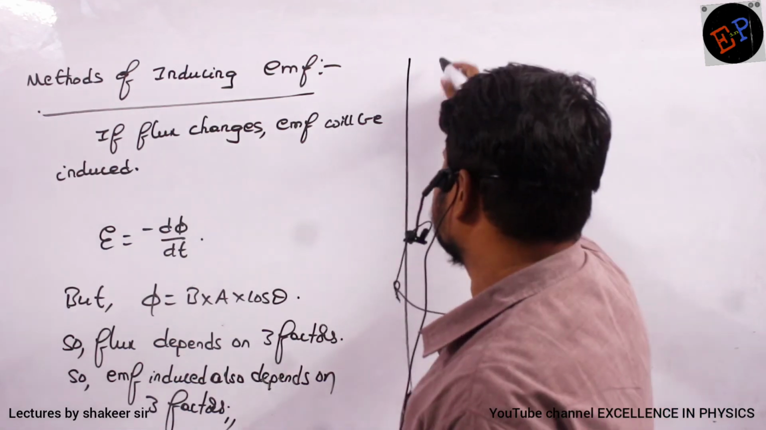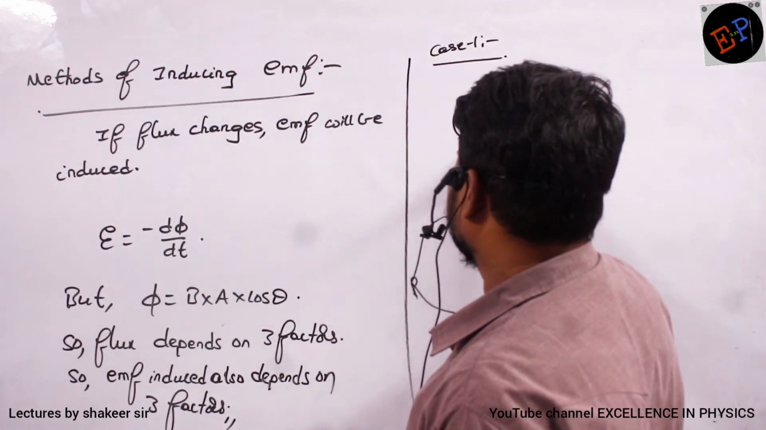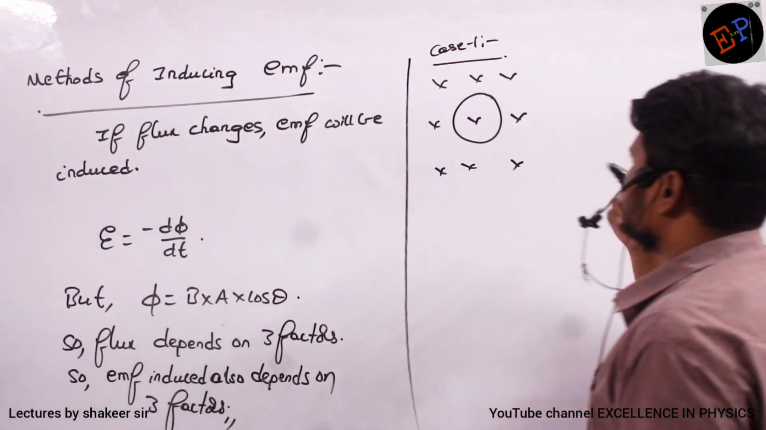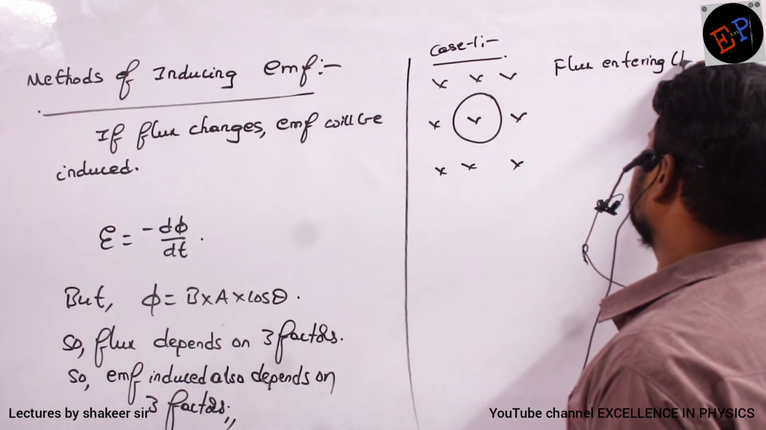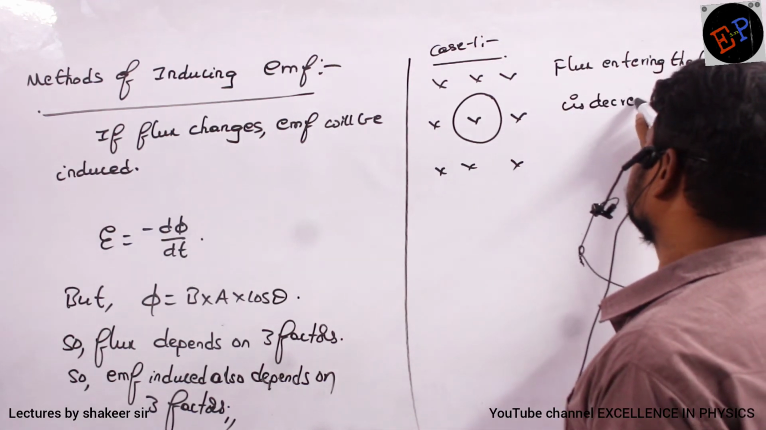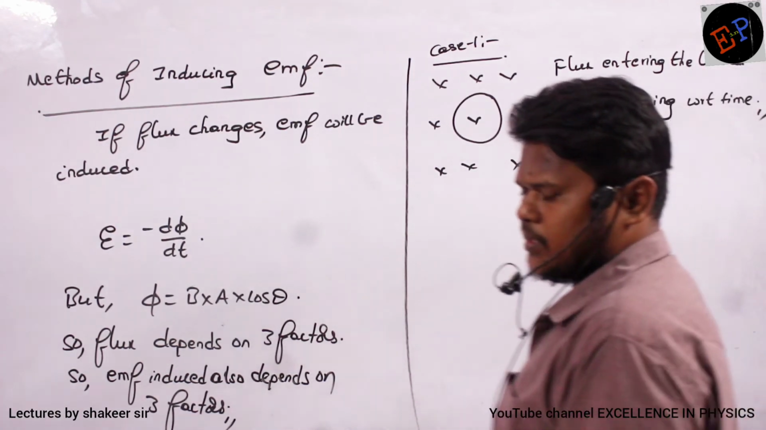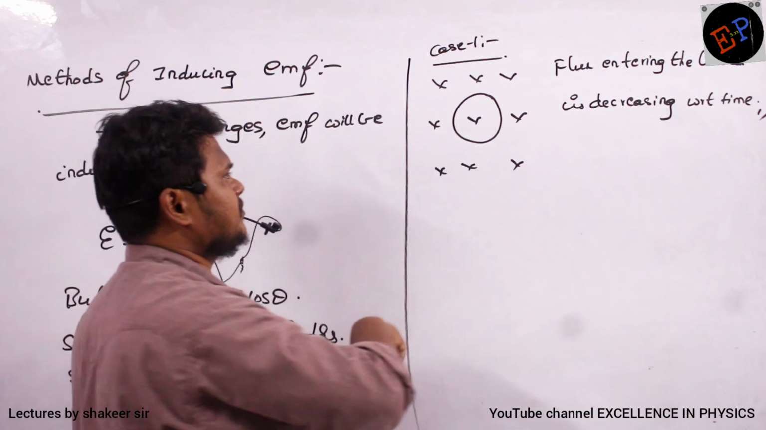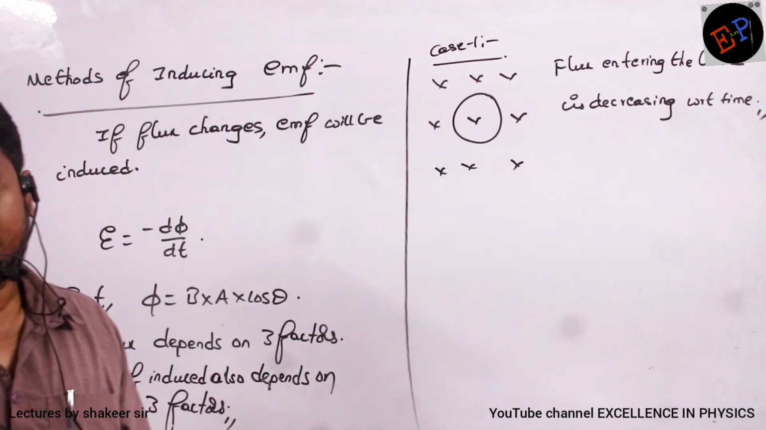For example, see the first case. Case number 1. See here. This is a coil and this is the magnetic field which is present. The flux entering the board is decreasing with respect to time. Now can you say what happens here? This is a coil. Clear? Initially, how many magnetic lines are there? 1, 2, 3, 4, 5, 6, 7, 8, 9. 9 magnetic lines are there.